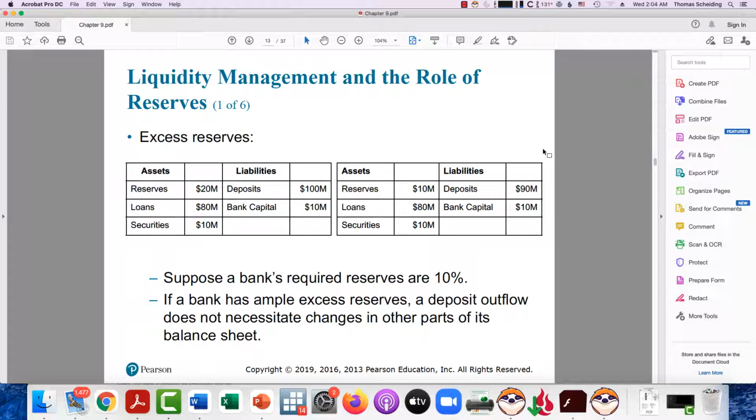Now, this bank also has excess reserves, and we can see it has excess reserves because that 100 million was put in. 10% of 100 million is 10 million. The difference is they could have lent out 90 million, but it did not. In this case, it's holding some excess reserves.